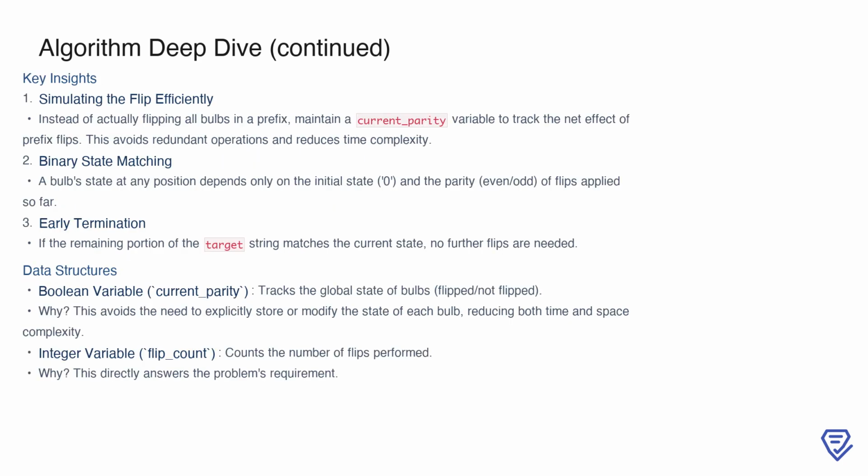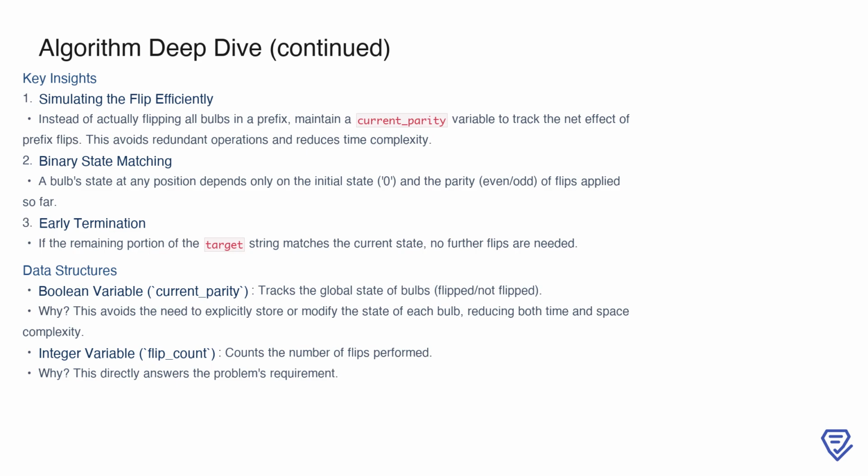Let's consider some key insights that make this algorithm efficient. First, instead of physically flipping all the bulbs in a prefix, we use the current_parity variable to simulate the net effect of flips. This eliminates redundant operations and helps achieve an optimal time complexity. Another important insight is that the state of any bulb at a given position depends only on the initial state, which is 0, and the parity of flips applied globally so far. This means we don't need to store or modify the state of each bulb individually.